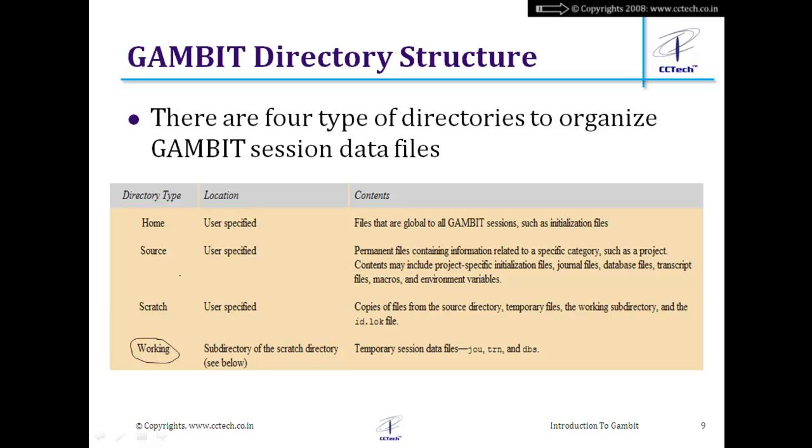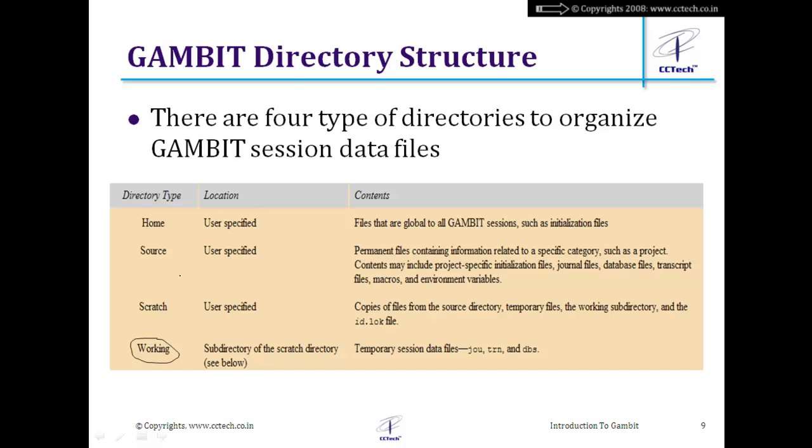Whenever the user specifies a command like save, let's say I want to save the files, then whatever files are there in the working directory, which is a temporary directory, it copies into a parent directory, which we call the home directory. So the working directory is a subdirectory of the home directory.